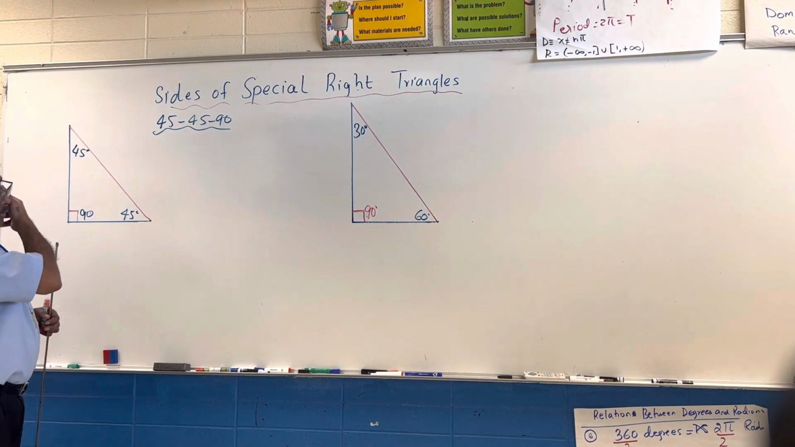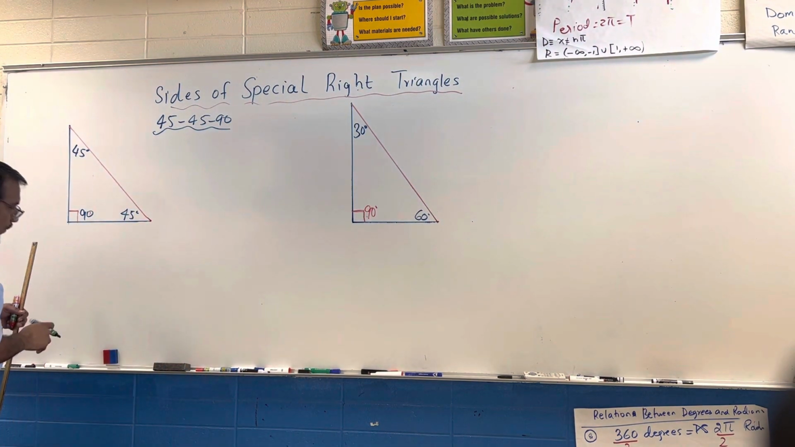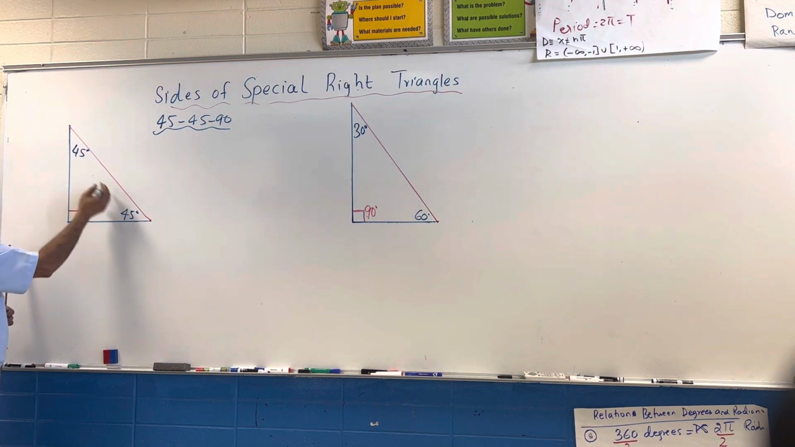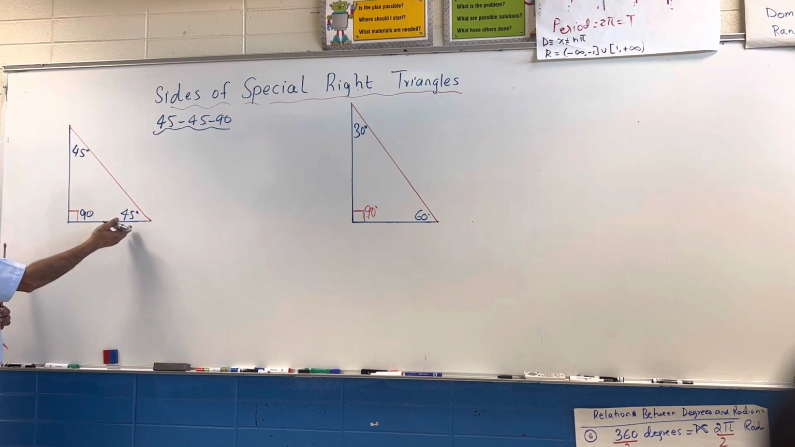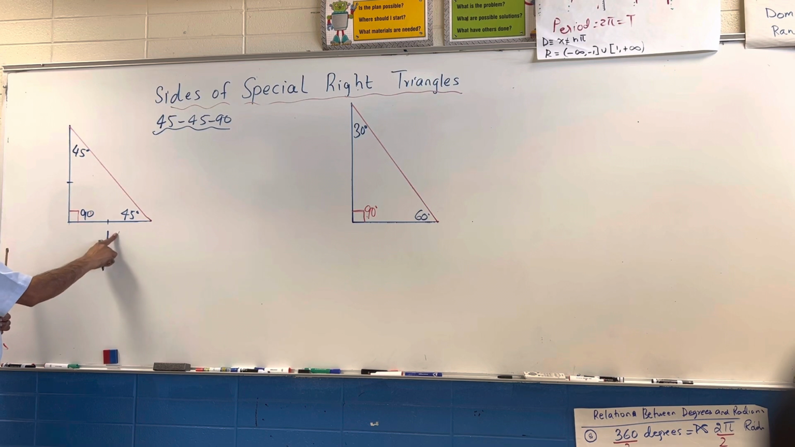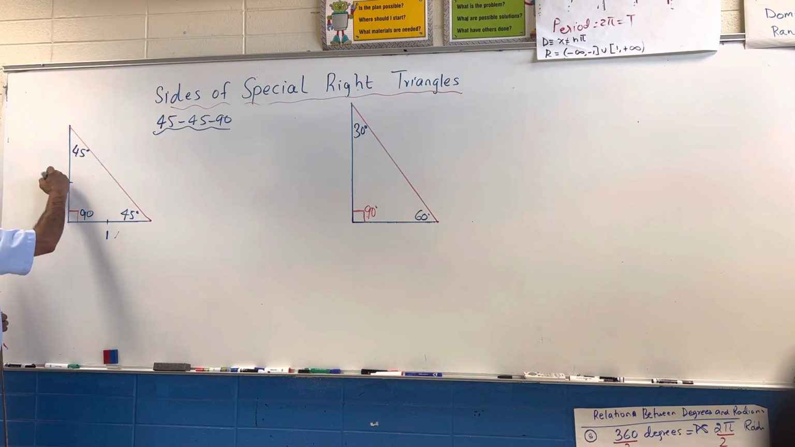So for the first one, because these two angles are the same, they also become the base angles of an isosceles triangle. These two sides will be the same. I'm taking this as 1 unit. 1 foot could be 1 inch, and this is 1.